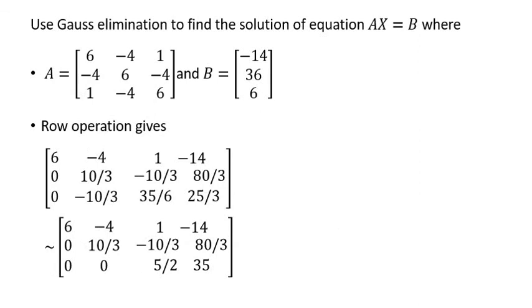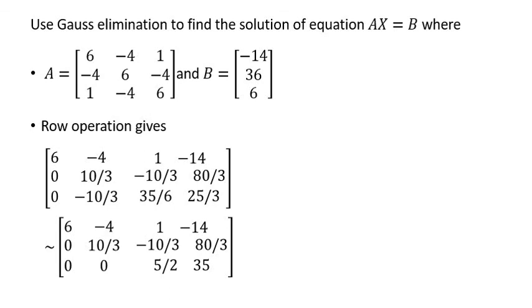So consider an example to solve a system of equations using the Gauss elimination method. Here, corresponding to a given system of equations, we can convert that into a matrix equation of the form Ax equal to b, where matrix A equal to [6 minus 4 1; minus 4 6 minus 4; 1 minus 4 6], and b equal to [minus 14; 36; 6].